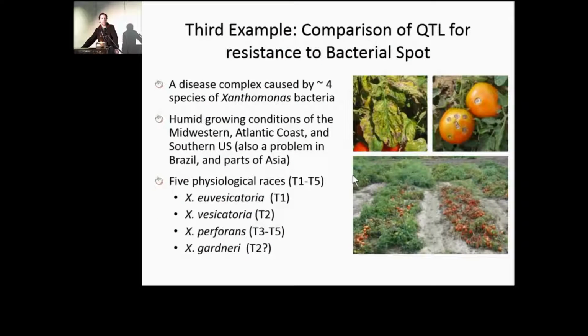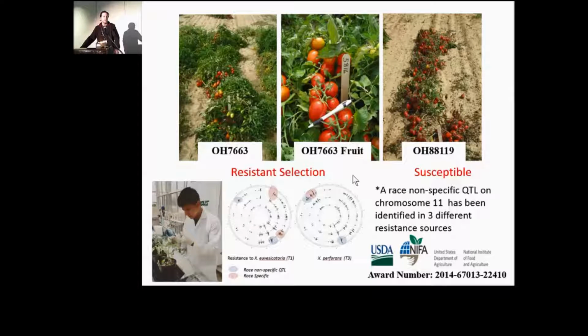So the final project I'm going to go through really quickly here since I'm down to about 3 minutes. It has to do with the disease resistance project. Bacterial spot, caused by 4 different species of Xanthomonas, is a major problem for us in the Midwest, and it's a problem anywhere where tomatoes are grown under a humid environment. We've been working with this disease for some time. We have resistance selections that have come out of different sources of resistance.